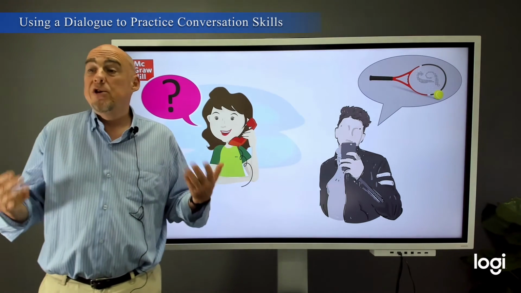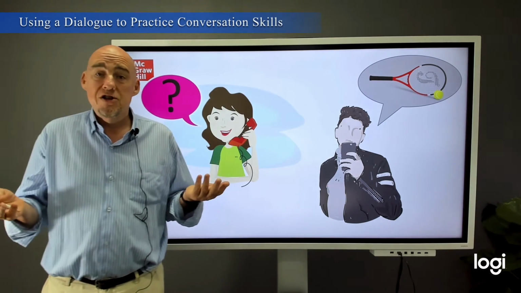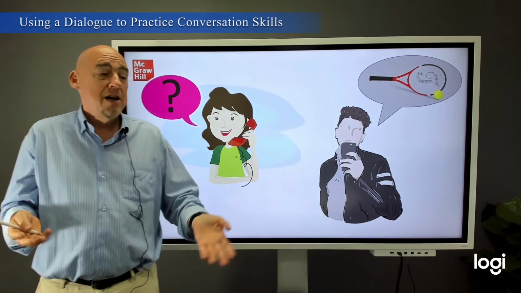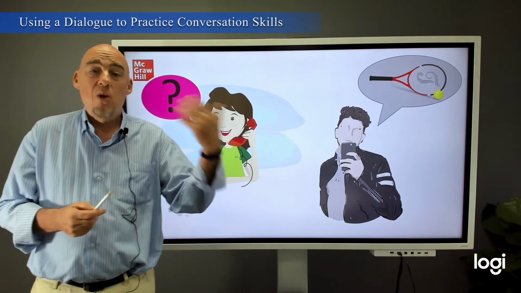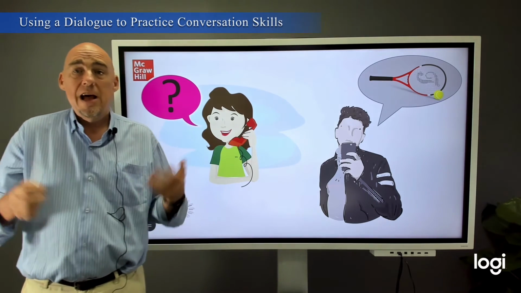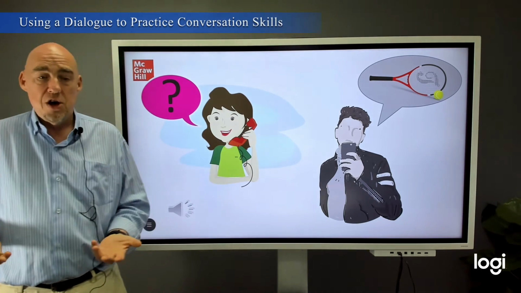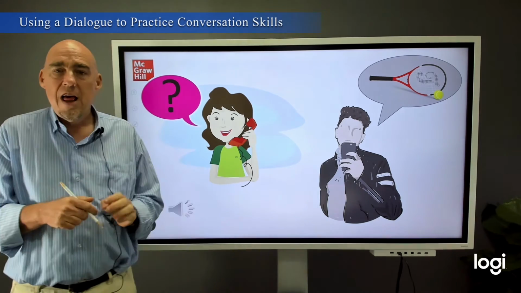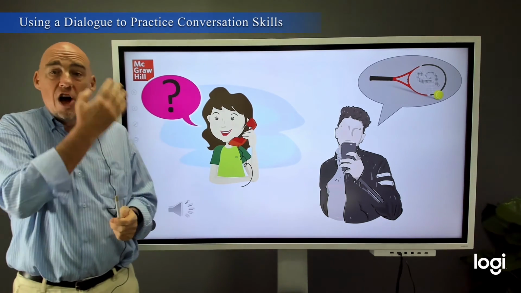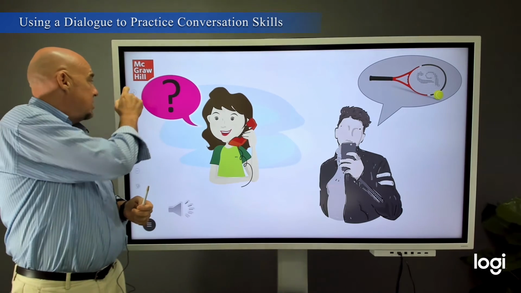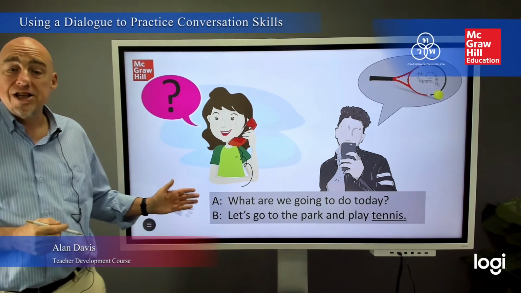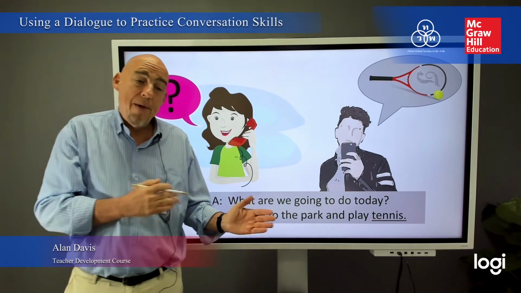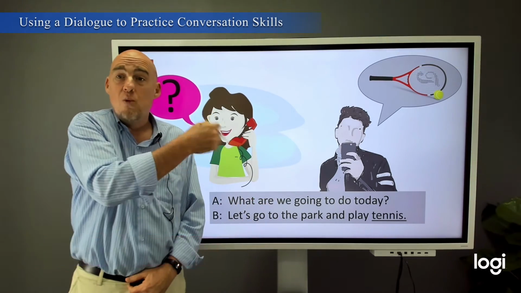If my class is doing well, I have the students that are able to actually answer. I'm going to switch it around. I'm going to get the student to ask me, what are we going to do today? And I will answer, let's go to the park today. After I've finished doing all of that, I'm going to go to my next slide. And then we're going to read it together. Or I might write this on the whiteboard.